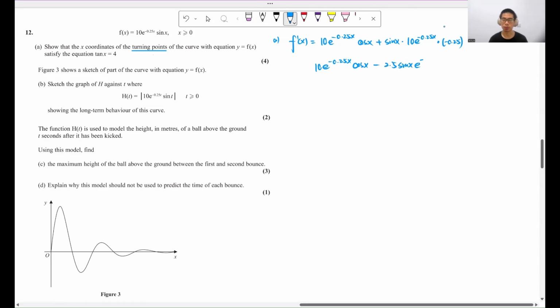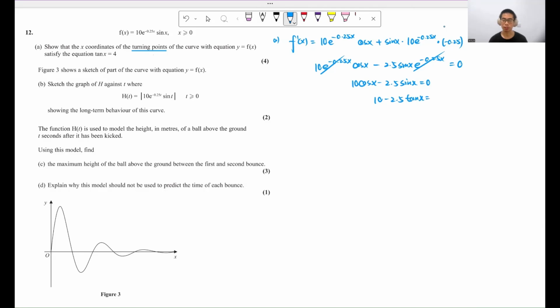sin x e^(-0.25x) equal to 0. Because e to the power of anything cannot be equal to 0, we divide both sides by that. So we just have 10 cos x minus 2.5 sin x equal to 0. Then divide by cos x on both sides, so that's 10 minus 2.5 tan x equal to 0. That means 2.5 tan x equals 10. Divide by 2.5 on both sides, then tan x is equal to 4. So that would be the answer for part A.